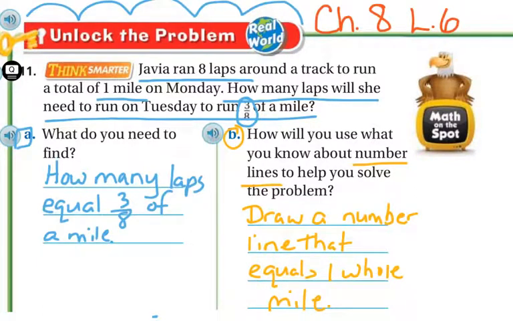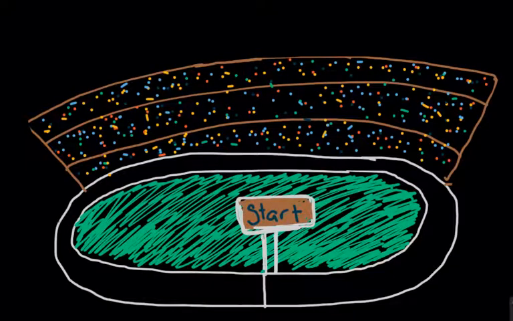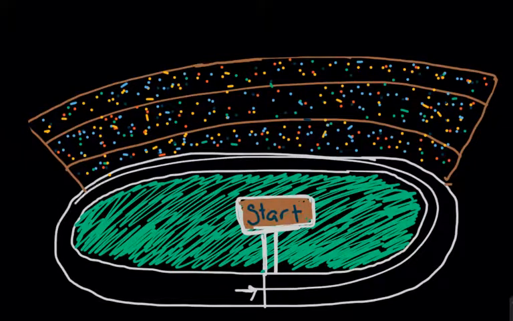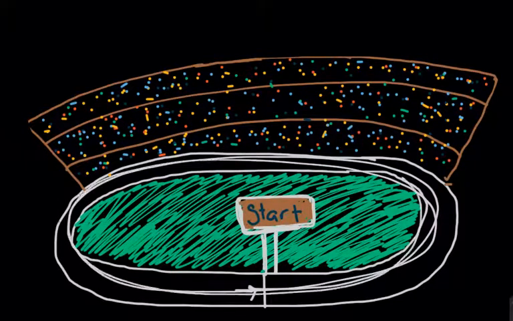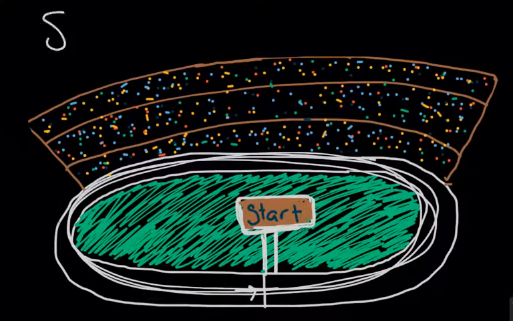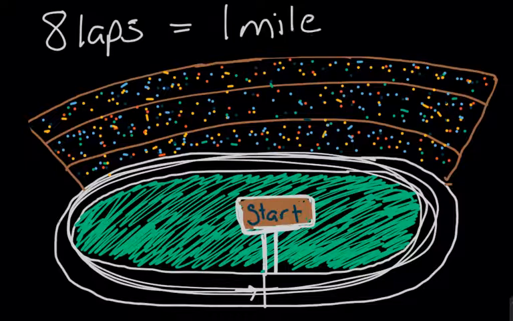Sometimes I like to start with a simple sketch. And let's see here. That isn't exactly a simple sketch. No, it is not. But I thought it was cute and it was fun to do. So if Javier starts here at the starting line and she starts running, we know that she's going to have to run around this thing 8 times to equal an entire mile. So 8 laps. 8 laps is what gets you to 1 full mile. That is going to be helpful when we are drawing the number line.